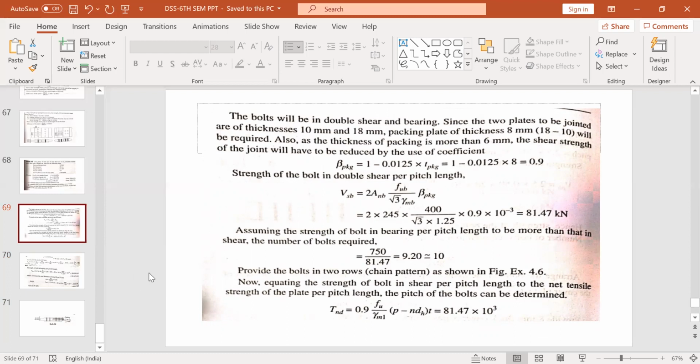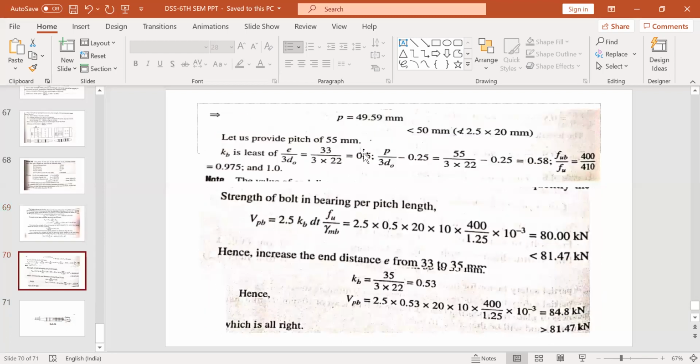In any case, your design pitch should not be less than the minimum pitch. So the design pitch, you find out from this calculation by equating this thing to this thing. When you equate, you find that the pitch coming is 49.59, which is less than 50 mm, but this should not be the case ideally. So you provide a little bit more than this. Provide 55 mm. Had this pitch value come out to be 54, then it would have been okay. You take that 54 only, but it is coming less, so you provide 55.